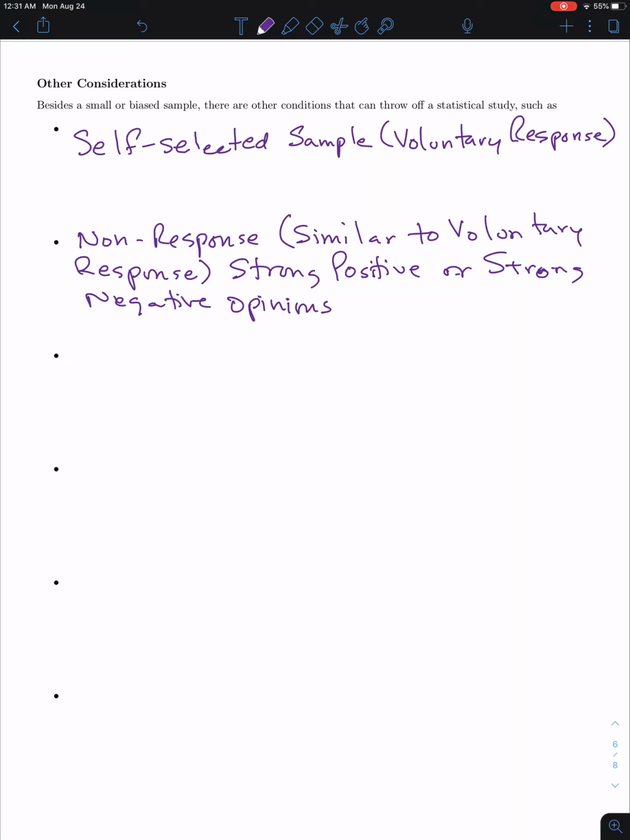People are really, really happy, or people are totally disappointed. That's not the way everybody feels. There's going to be a mix of everything. But in this case, that's what you end up with from non-response. So again, that's not necessarily going to give you a great survey.